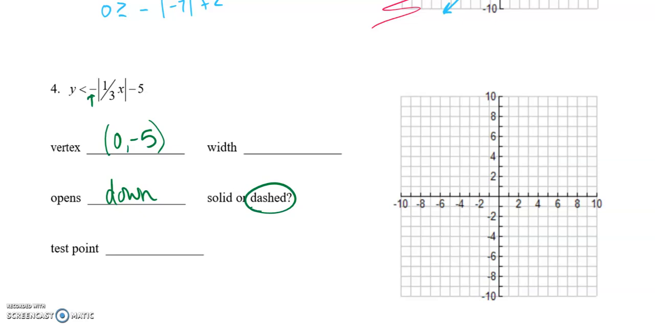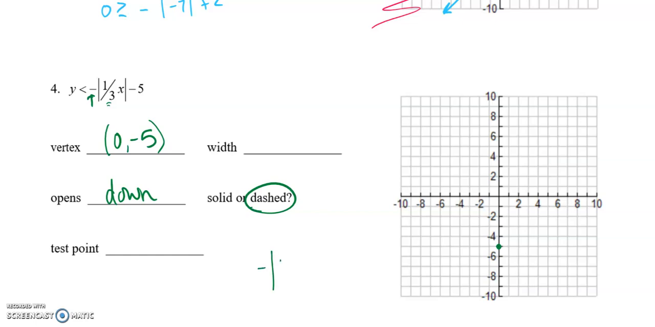The width, it's a little tricky because of the 1/3. The 1/3 is going to shrink it horizontally, so it's going to smush it together, and it should look a little more narrow. Let's check it out. So my vertex is at 0, comma, negative 5. I know I'm opening down. Let's plug in another point. Let's plug in negative 3.